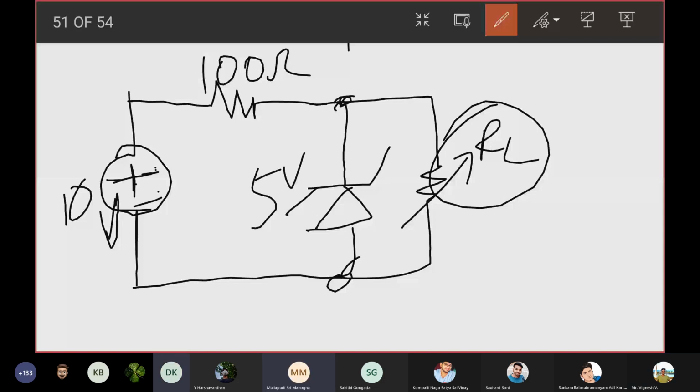Yes, sir. For the voltage across the RL to be exactly 5 volts, which is when the Zener diode acts as a voltage regulator, the minimum value of RL required is 100 ohms. If you have a resistance below 100 ohms, it is not going to act like a voltage regulator. And it is very clear, no?